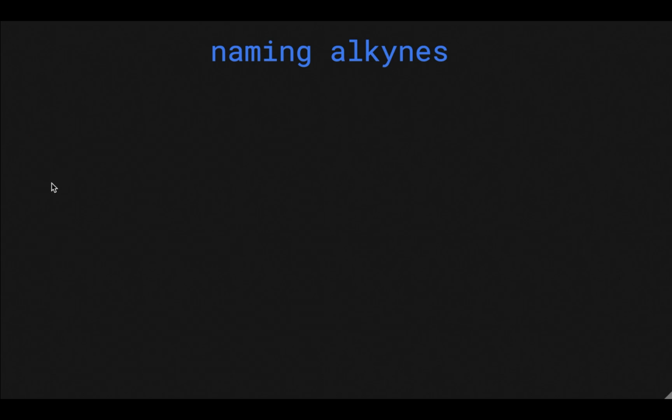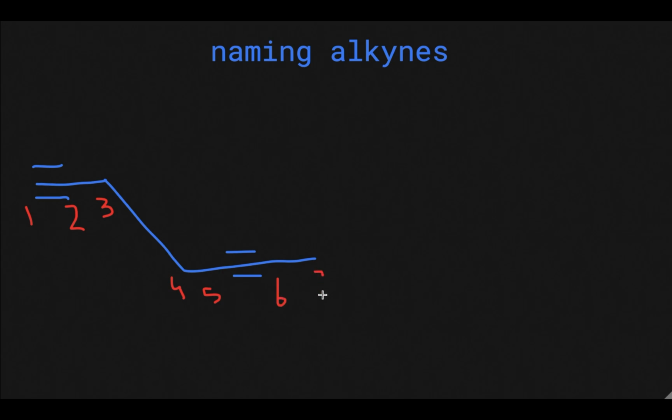Okay, I'm going to make this a little bit harder, and I'm going to draw 2 triple bonds instead of 1. Let's add one in the middle here, and let's add one at the end. So again, we're going to start off at the end of the chain because there is a triple bond at the end of the chain. And let's number it 1, 2, 3, 4, 5, 6, 7.